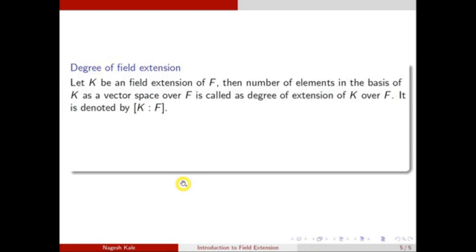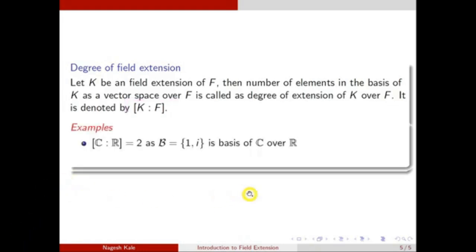The number of elements in the basis of K as a vector space over F is called the degree of extension of K over F, and it is denoted by a symbol which is given here in square brackets, [K : F]. This particular symbol denotes the degree of extension of K over F.